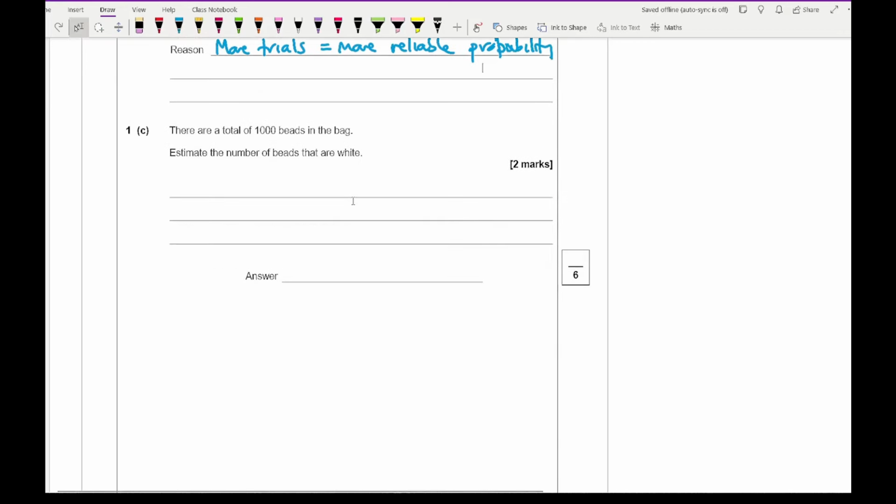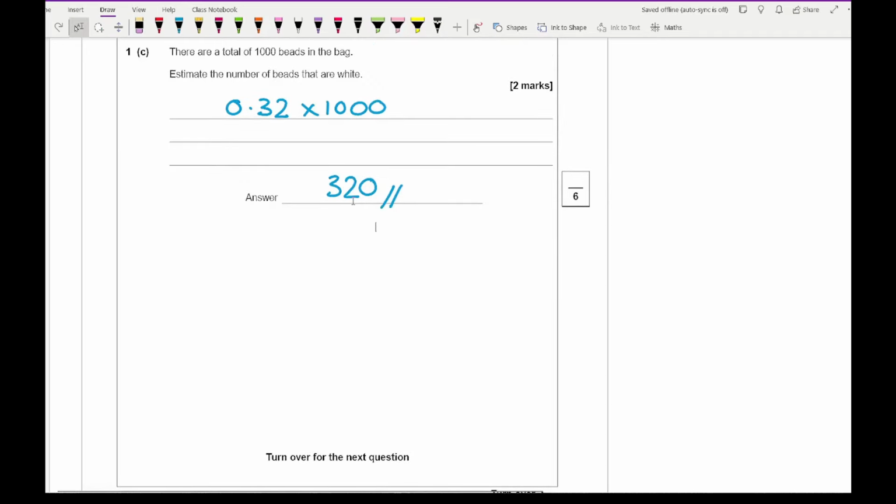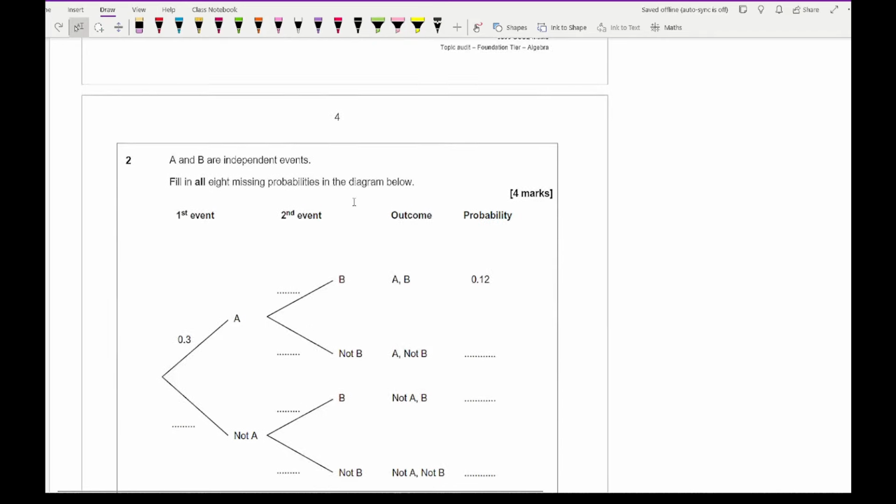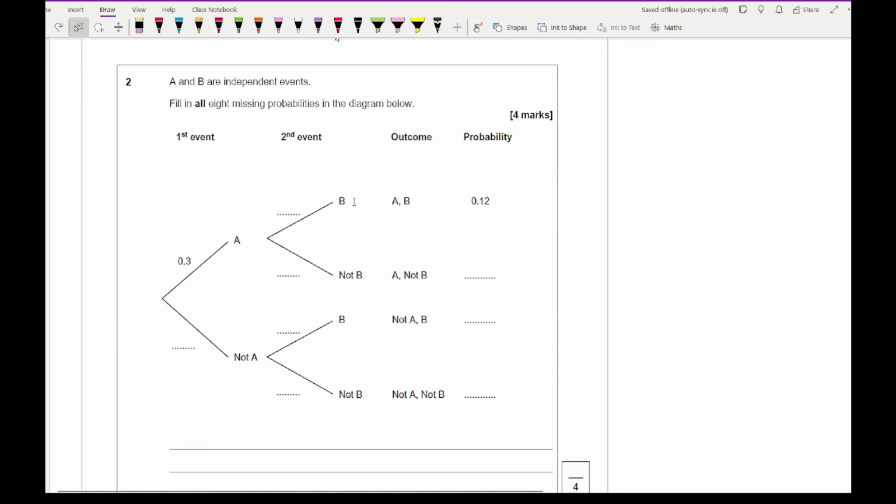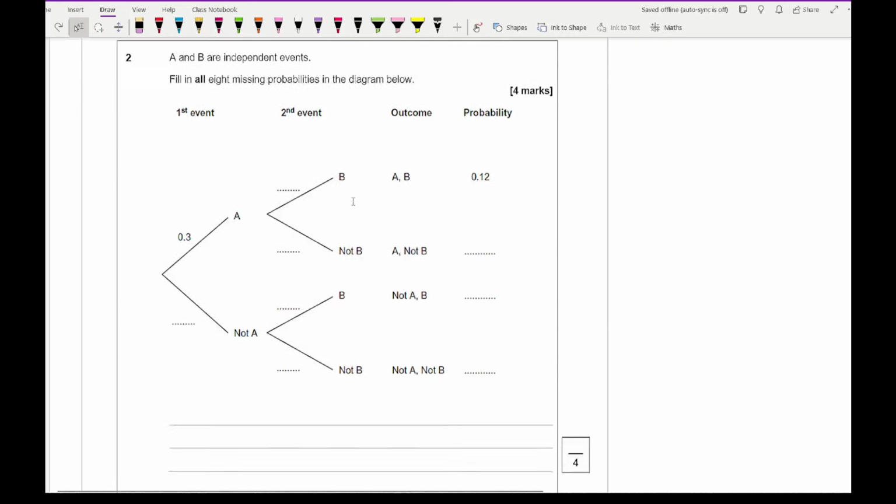Then moving on to 1c, it says there are a total of 1,000 beads in the bag. Estimate the number of beads that are white. So for this, all we need to do is do the best relative frequency, which is 0.32, multiply that by 1,000, and we get an answer of 320. Then moving on to question 2, it says A and B are independent events. It says fill in all 8 missing probabilities in the diagram below, and here we go.